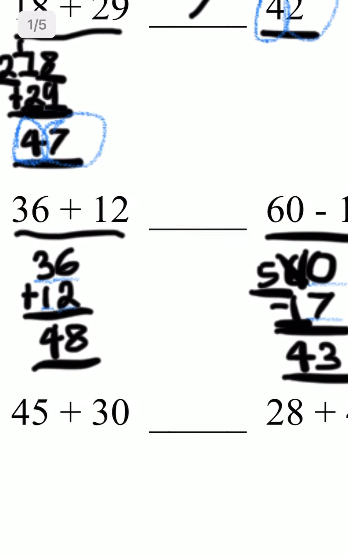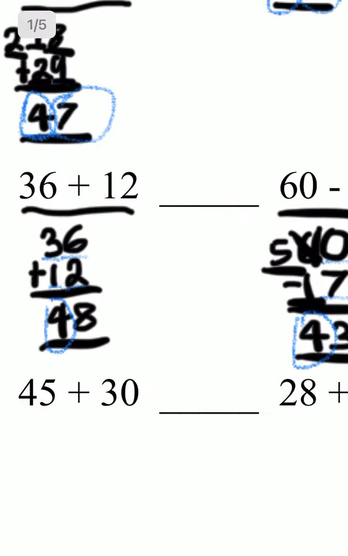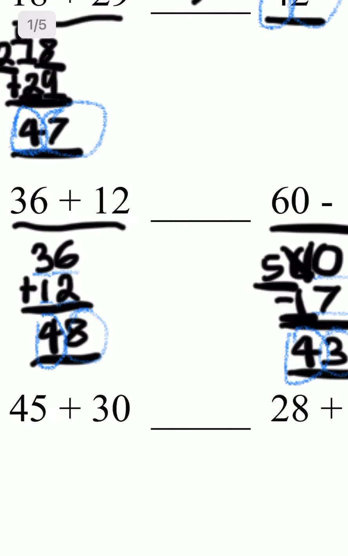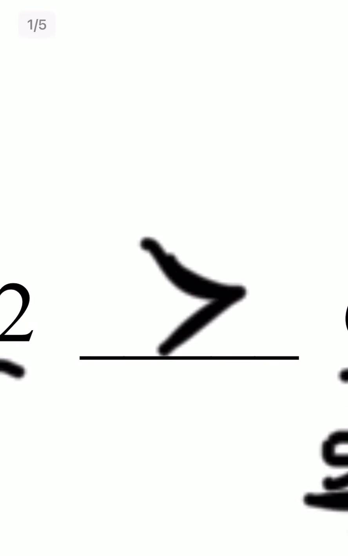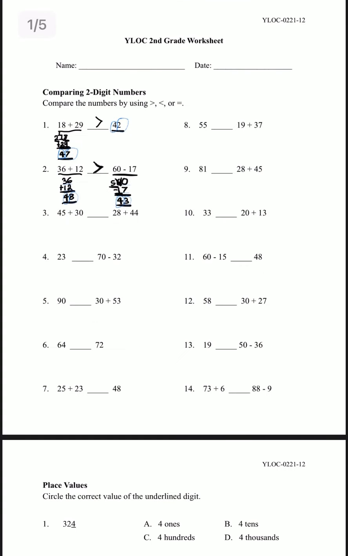And we have the same number in the tens place again. So we need to look at the ones place, and we have 8 on this side and 3 on this side. And since 8 is greater than 3, we need to show that 36 plus 12 is greater than 60 minus 17. Let's move on to the next page.